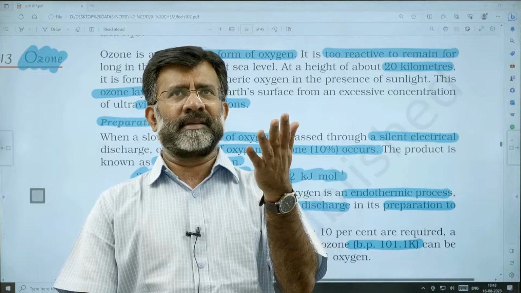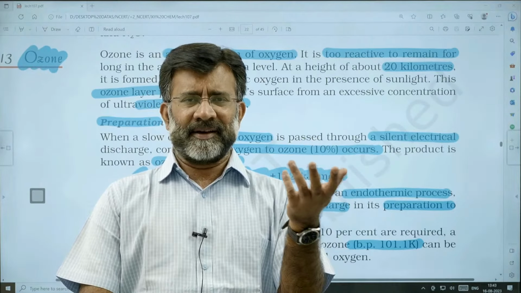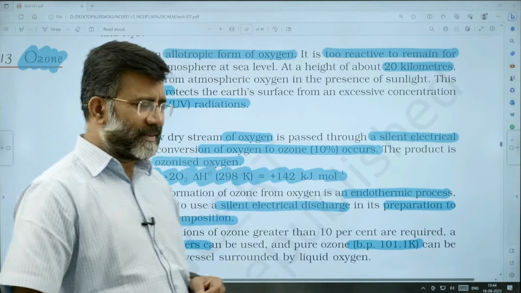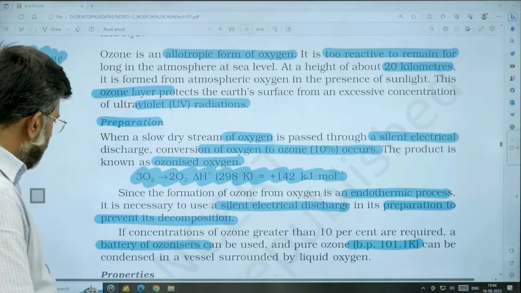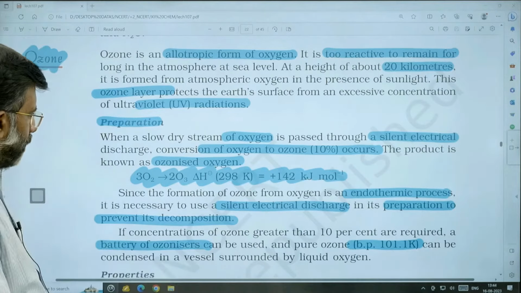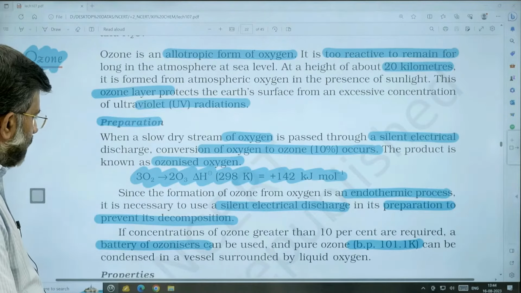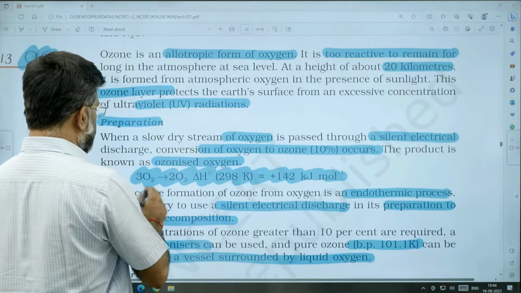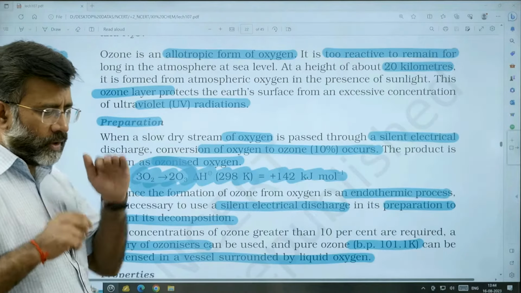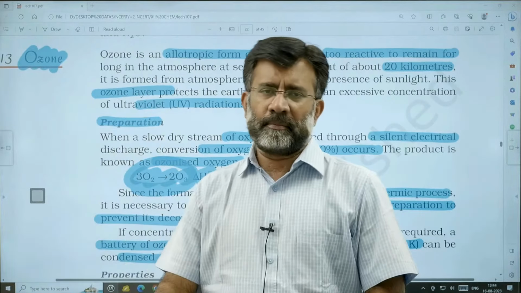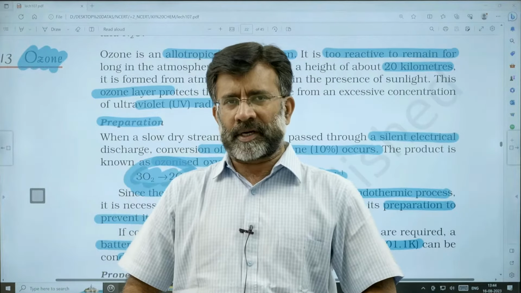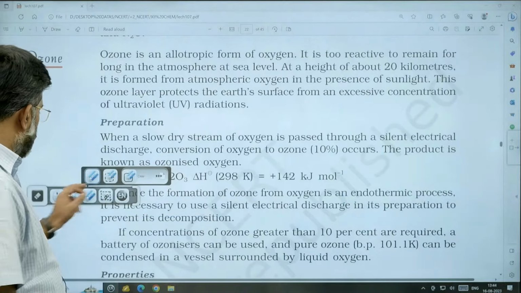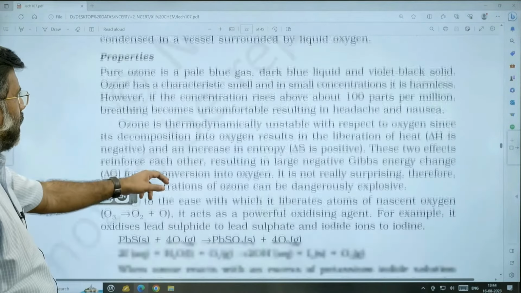Somewhat how much is it? Minus 173 degrees Celsius or so, where the boiling point is available. It is condensed in a vessel surrounded by liquid oxygen. So it is always comfortable to keep it in equilibrium with the oxygen. Ozone-oxygen equilibrium maintenance will maintain the existence of ozone comfortably. Okay. That is about the preparation details of ozone if you want it in laboratory conditions.